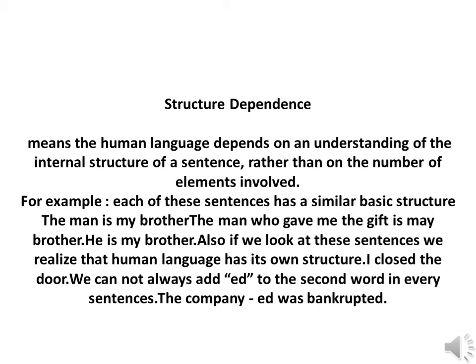In this slide, I will explain about structure dependence. It means human language depends on an understanding of the internal structure of a sentence rather than on the number of elements involved. For example, each of these sentences has a similar basic structure. The man is my brother. The man who gave me the gift is my brother. He is my brother. Also, if we look at the sentences, we realize that human language has its own structure. I close the door. We cannot always add s or ed to the second word in every sentence, like the company was bankrupt.